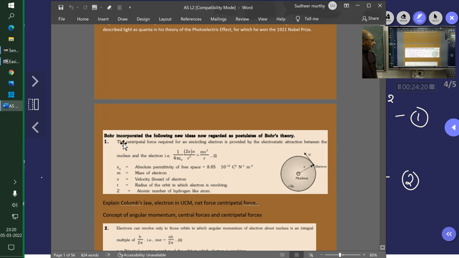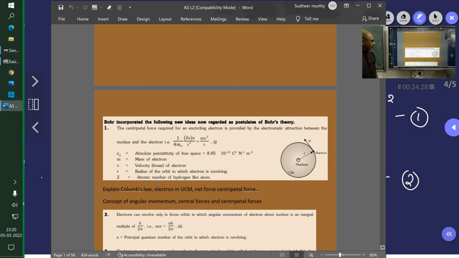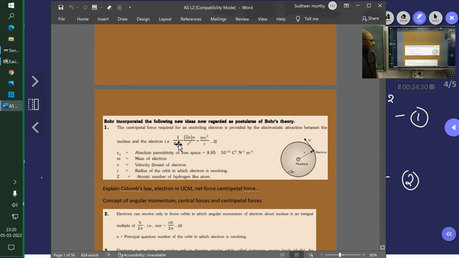So as you can see here, in the first postulate, the centripetal force required to encircle is given by the electrostatic force of attraction, and the constant of proportionality that I used here, k, is 1 by 4 pi epsilon, where epsilon is the permittivity of free space. Now, permittivity of free space and all you will learn in the next chapter, that is electrostatics, in detail.